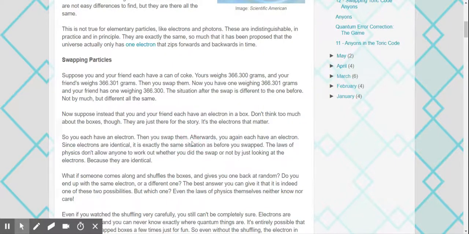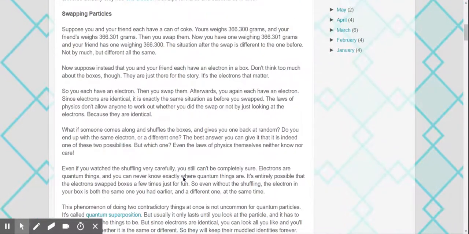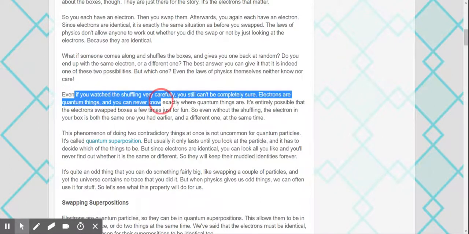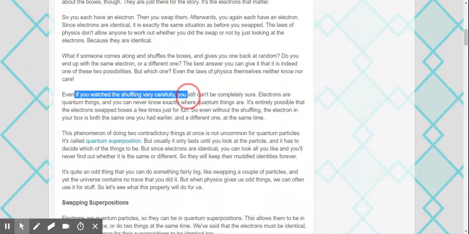The laws of physics don't allow anyone to work out whether you did the swap or not by just looking at the electrons, because they are identical. What if someone comes along and shuffles the boxes and gives you one back at random? Do you end up with the same electron or a different one? The best answer you can give is that it is one of these two possibilities, but which one? Even if you watch the shuffling very carefully, you still can't be completely sure. Electrons are quantum things. You can never know exactly where quantum things are. It's entirely possible that electrons swap boxes a few times just for fun.